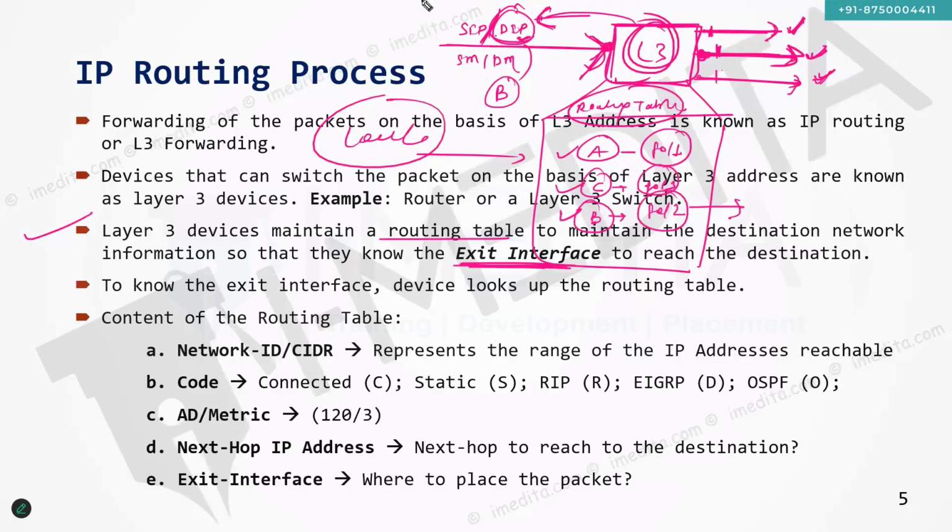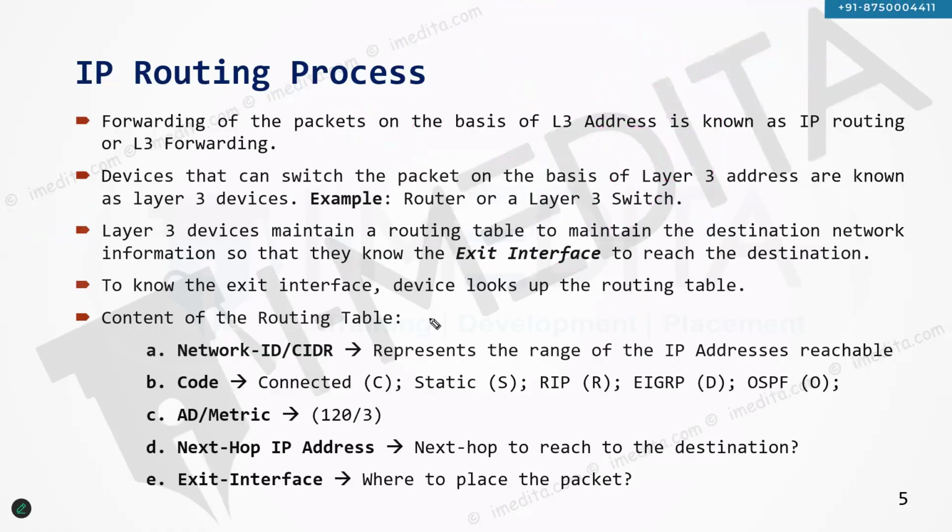This table that these layer 3 devices maintain, this routing table, is going to be used to maintain the exit interface information, which will be used by layer 3 devices such as a router or a layer 3 switch in order to decide which interface is going to be the exit interface. To know the exit interface, devices look up a table called a routing table.